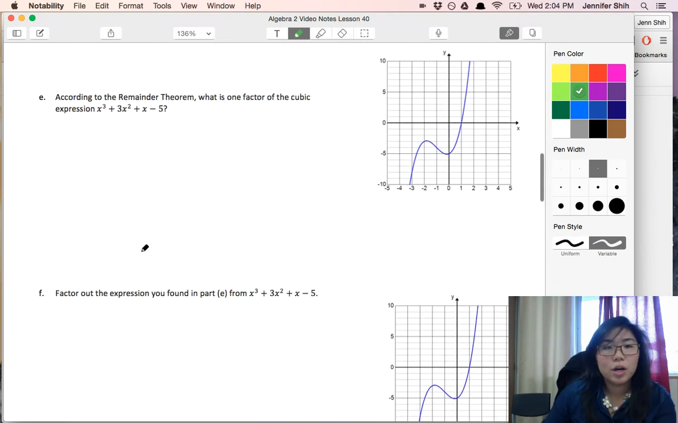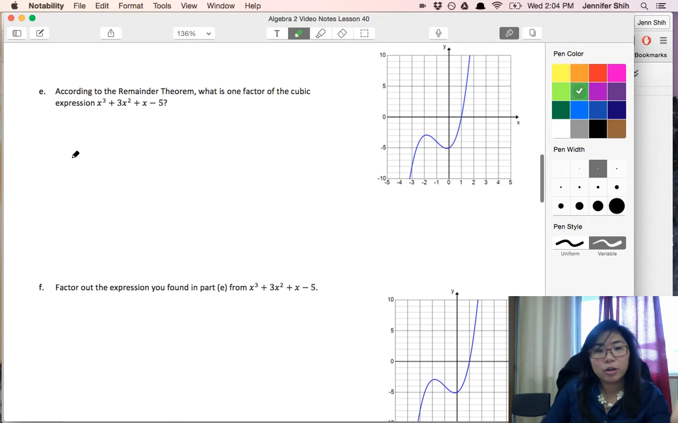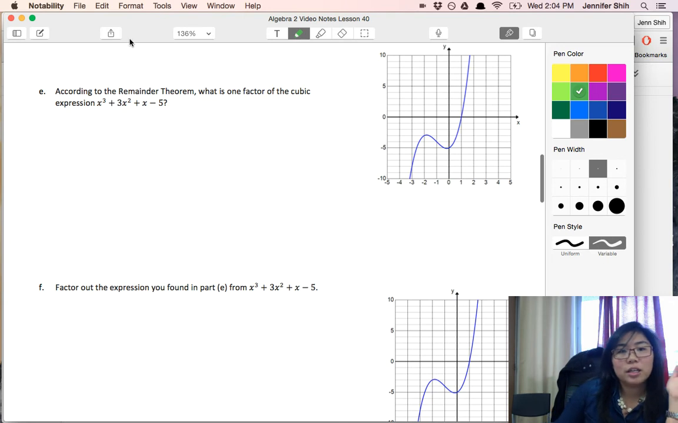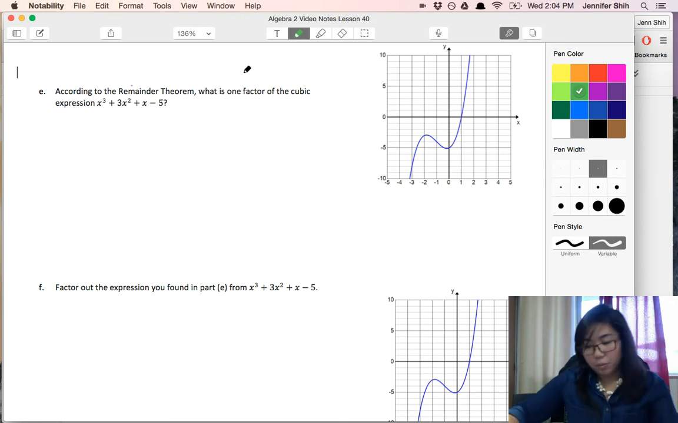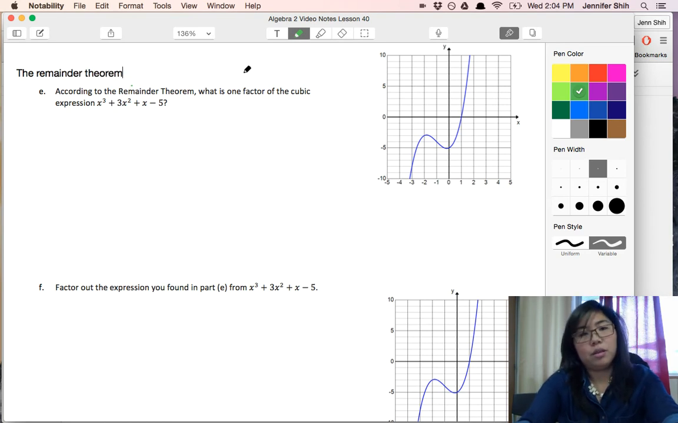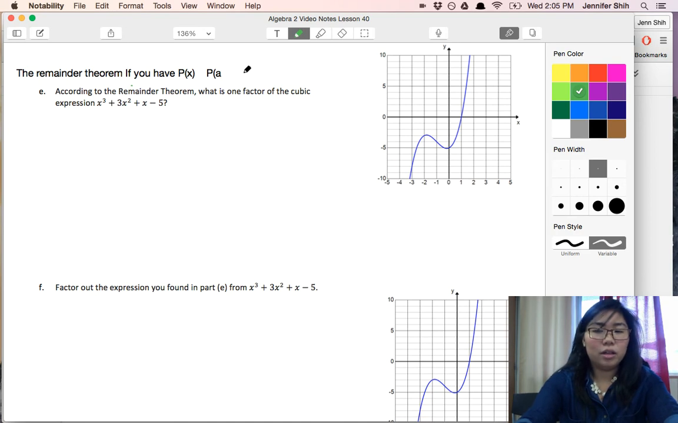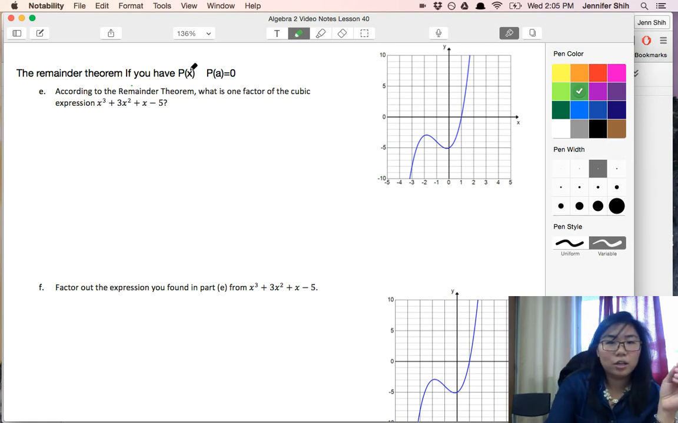Okay. Part E. According to the remainder theorem, what is one factor of the cubic expression? So let's remind ourselves what the remainder theorem is. Okay. So the remainder theorem is when you have a polynomial function p of x, and then if you plug in p of a, and if it is equal to 0, so say you have a polynomial function, and then you plug in an a value, whatever number they give you, like we gave you 1 before.